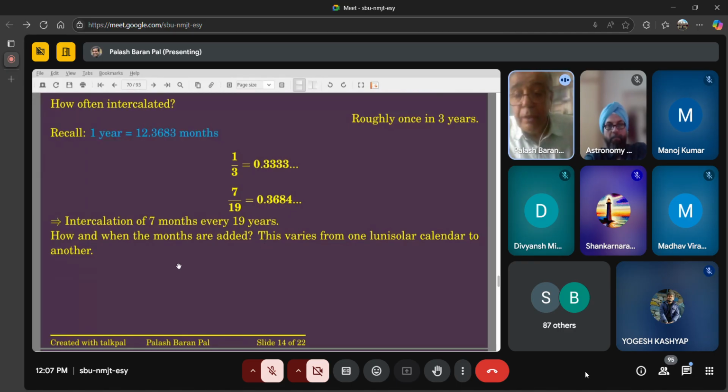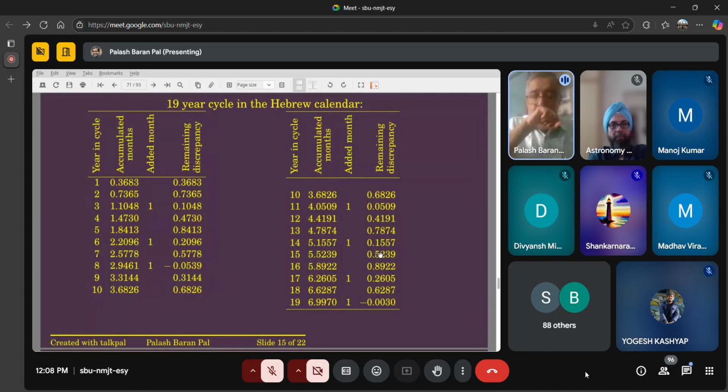Now the question is how and when these months would be added. This varies from one lunisolar calendar to another, and I will come back to the details. Let's see one example, which is how it's done in the Hebrew calendar, the Jewish religious calendar. In 1 year, the extra accumulated month is .3683. We do nothing. In 2 years, it's double that, do nothing. In 3 years, the extra accumulated month is now more than 1. So you add 1 month so that the discrepancy reduces. You reduce 1 from this 1.1048, so we are left with 0.1048.